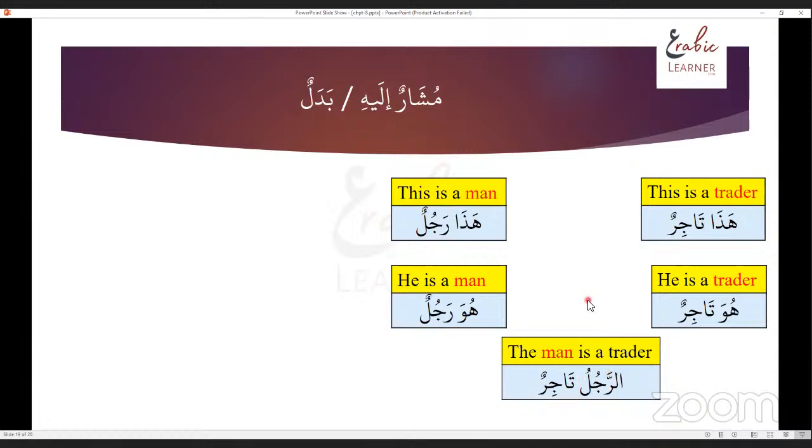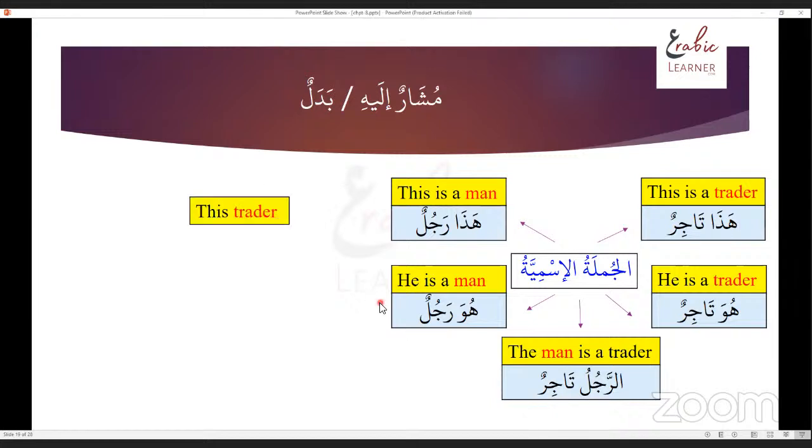And what kind of jumla are these? They all start with either ismul ishara, dhamair, or ism. So all these are al-jumlatul ismiyah.